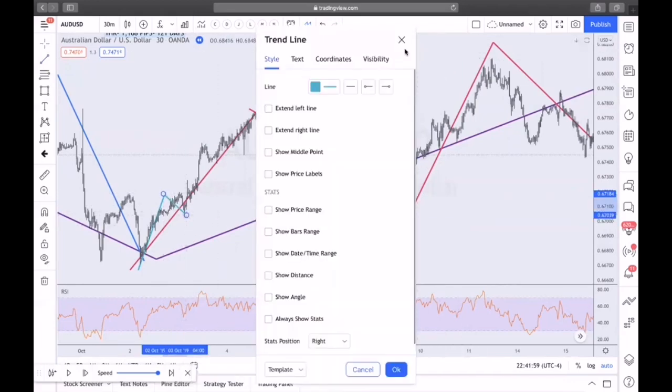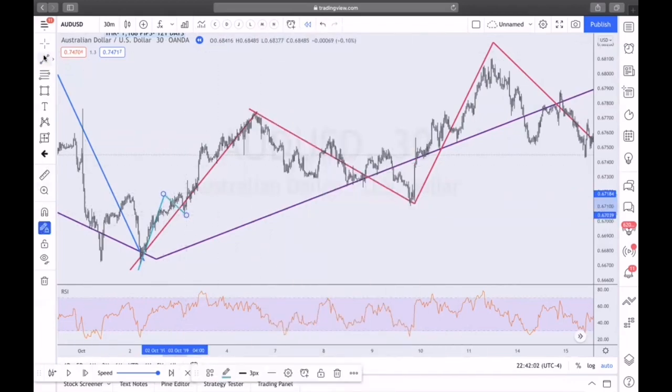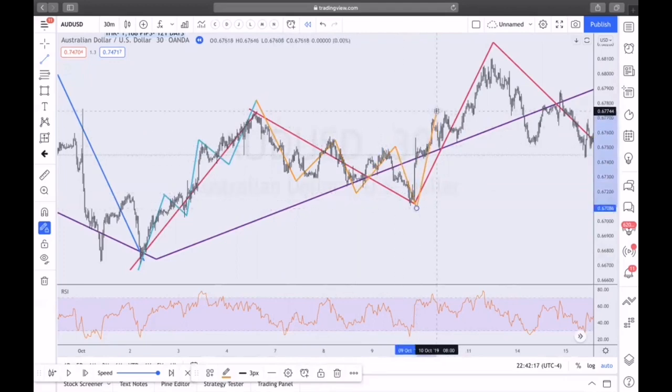So we have this impulse correction. Let me put this lock on right here. Impulse correction, continuation, correction, continuation. Now we're going back down. So remember, we're going to change colors. We have this impulse correction, continuation, correction, continuation. Now we're going back up. So we have this impulse right here, correction, continuation.